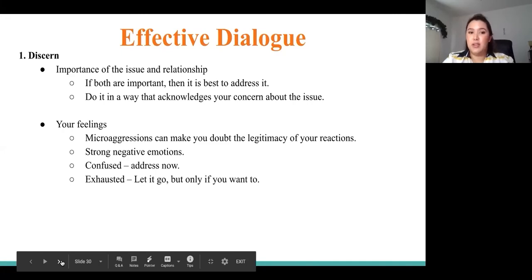And this one is important. If you're confused about what happened, it might be best to address it right then and there, just to get clarification. And if you are just exhausted with it and you're like, this happens all the time, I can't even put my energy into it, then of course, let it go, but only if you want to.